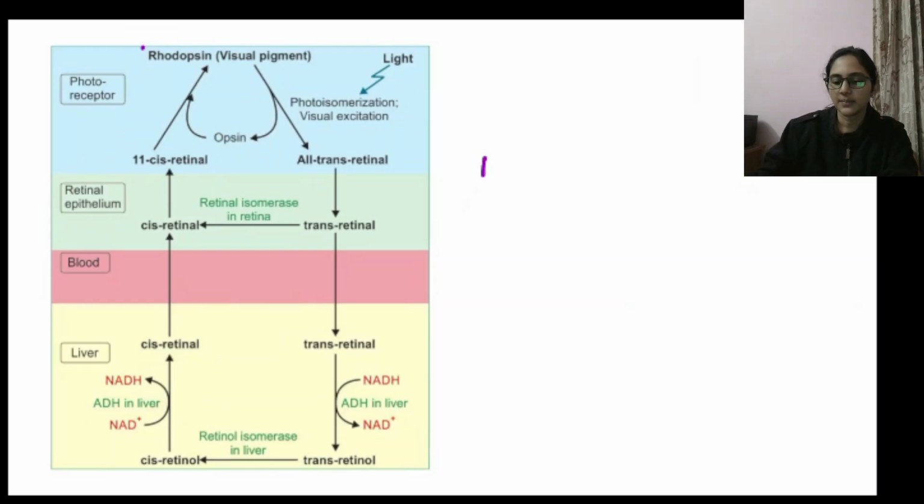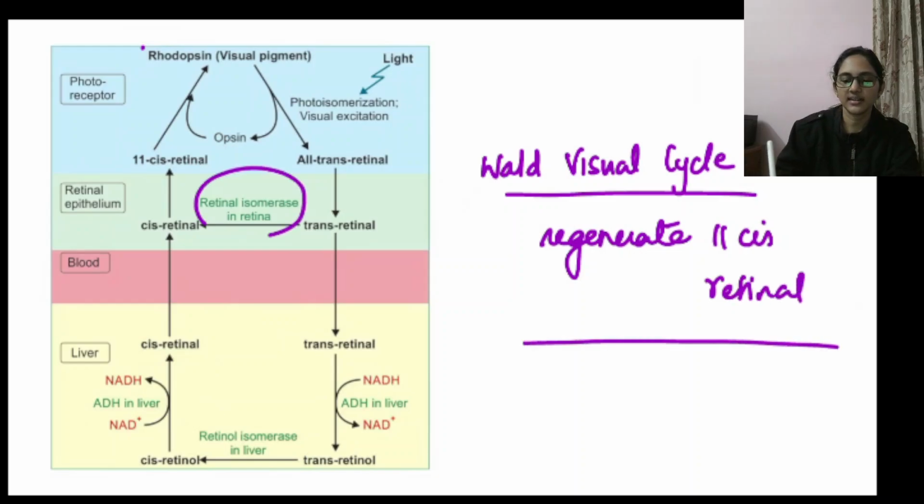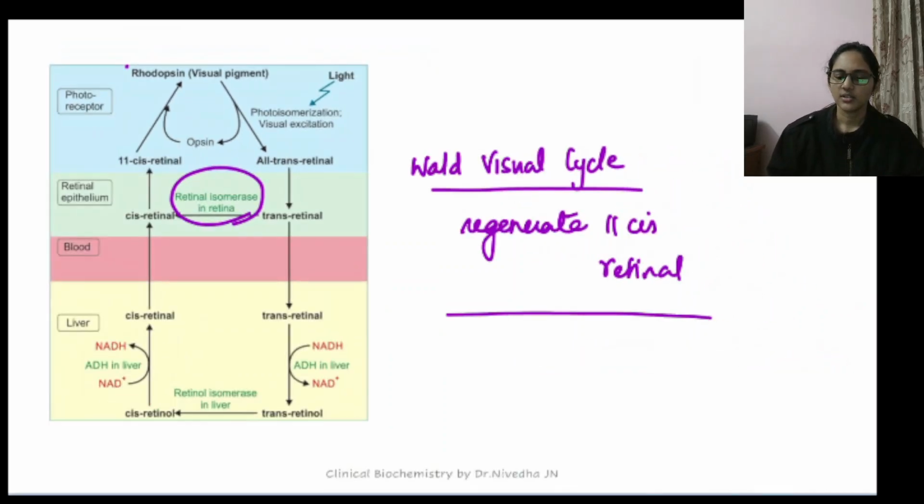So what is the purpose of this Wall's visual cycle? The purpose of which is to regenerate 11-cis retinal. So it can happen easily in the retina, or it can take a long route to the liver and back to the 11-cis retinal. Yes, so that is the importance of this Wall's visual cycle.